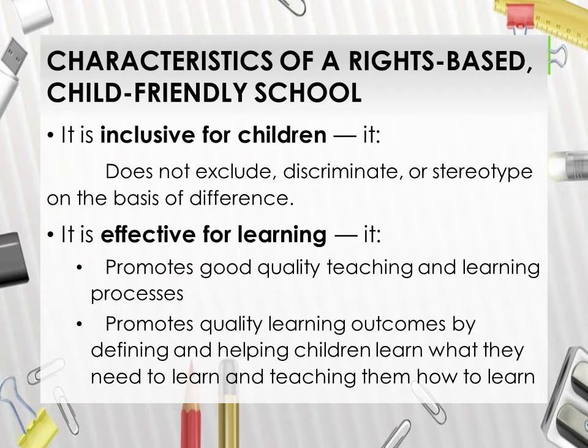First, it is inclusive for children. It does not exclude, discriminate, or stereotype on the basis of differences, meaning it provides education that is free and affordable for everyone. And then second, it is effective for learning. It promotes good quality teaching and learning processes. It also promotes quality learning outcomes by defining and helping children to learn what they need to learn and teaching them how to learn. Meaning in relation to the learning environment, this school provides structured content and good quality materials and resources.